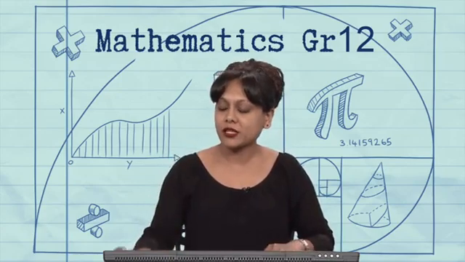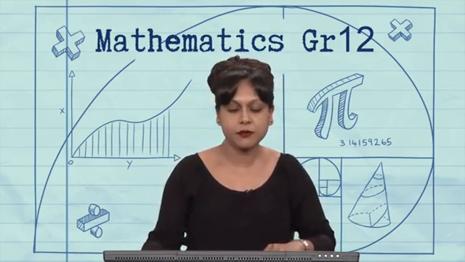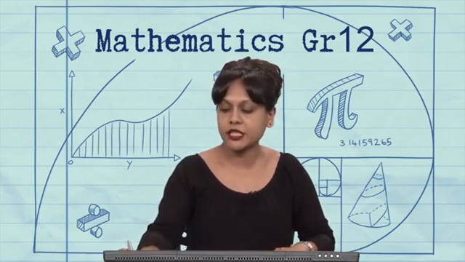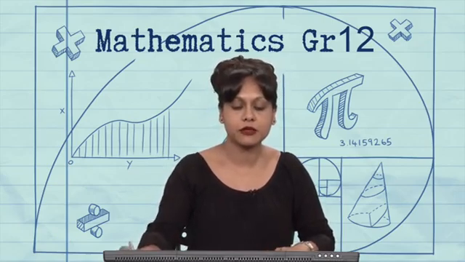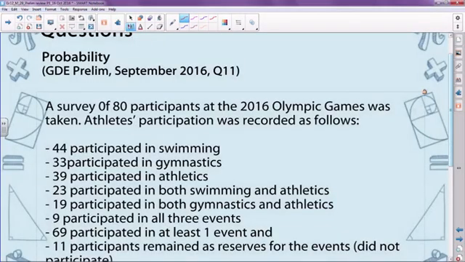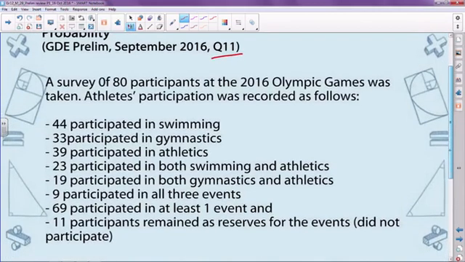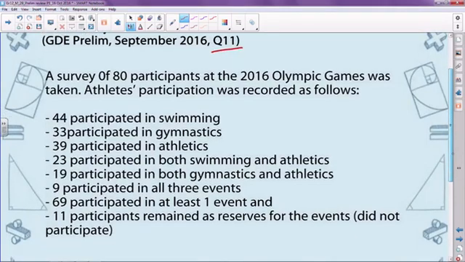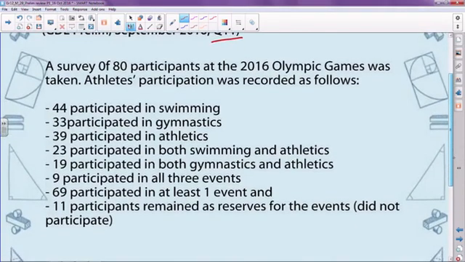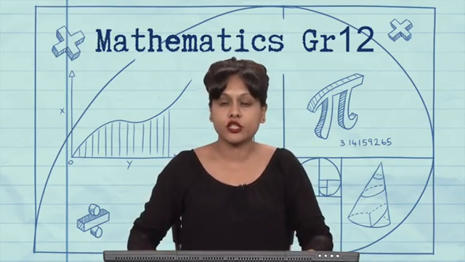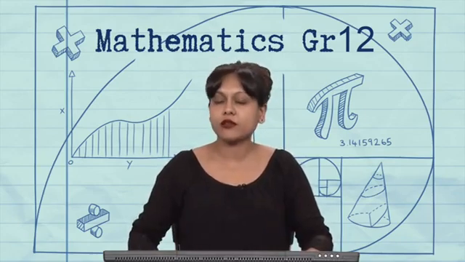All right, I'm going to move on to the next question, and I'm going to skip ahead to a question on probability. This comes from the GDE prelim paper, September 2016, question 11. So this is a question on probability, as I said. What I'd like you to do is, from the information that they give you, draw up your Venn diagram. That's all I want you to do here, is take the information that's on your screen and draw up a Venn diagram. We'll go through the question in detail. All right, I'm going to give you 3 minutes to do this.